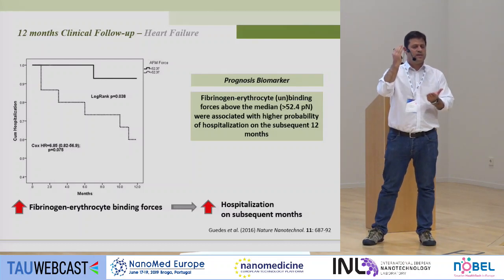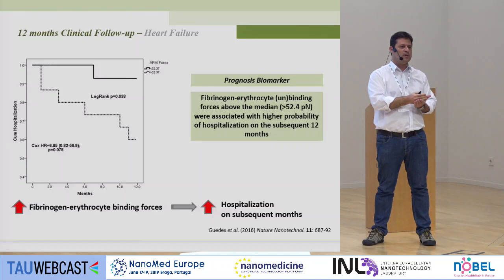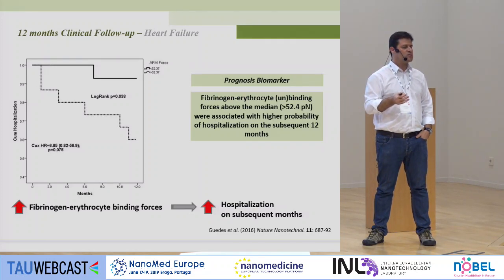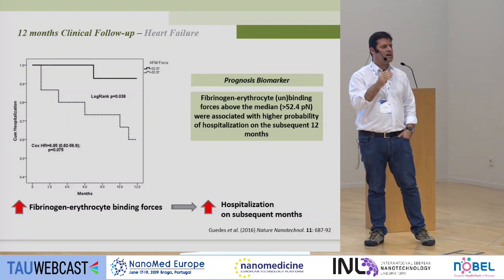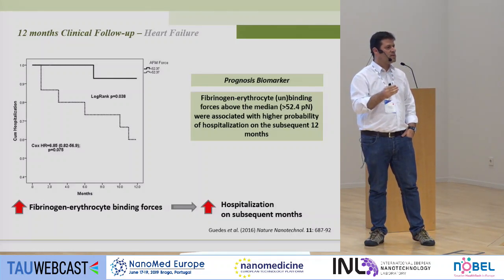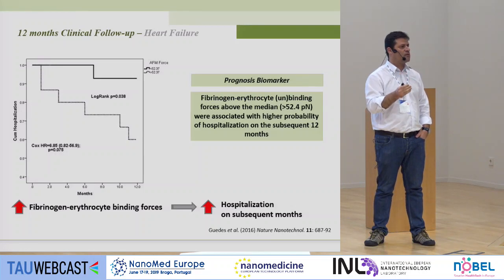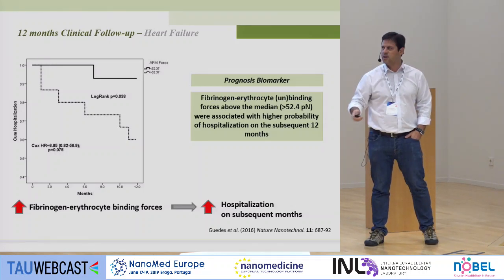So we did the assessment of the patients at a given moment, at the beginning of the process, and then the clinicians made a 1-year follow-up of that patient. One year later, we came together again and compared the results, and we saw that the patients that needed higher forces to break the fibrinogen-erythrocyte interaction at the beginning of the study had a significantly higher probability of being hospitalized due to cardiovascular complications in the following year.